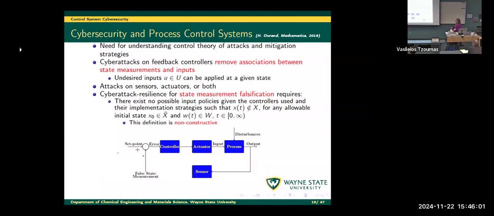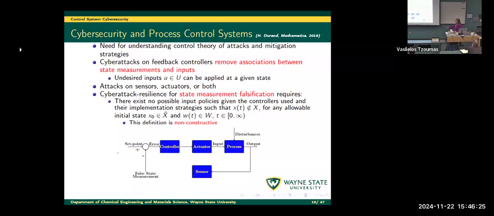But attacks can occur on sensors, actuators, or both. And when I say that, in our group, we haven't really been considering the method by which these attacks occur. When we say, for example, there's a sensor attack, what we mean is that for whatever reason, the controller is getting wrong measurements and that we don't say exactly how it got those. We're just saying that's the situation. And then similarly for the actuators, for whatever reason, the inputs to the process are wrong, however that happened.